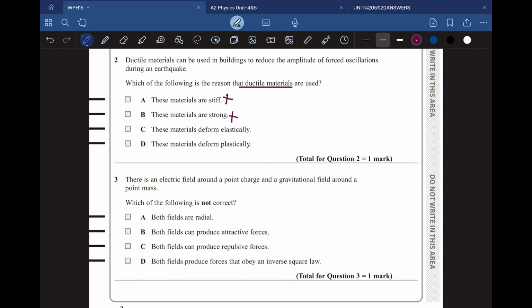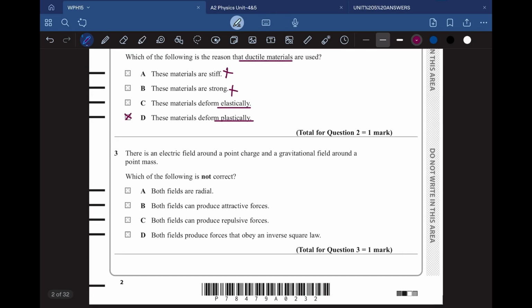And the C part says these materials deform elastically. If it has deformed elastically, then it would have given the energy back, because we know elastic deformation means it can return to its original position, right? So it will give off the energy that it has taken. But when something deforms plastically, it doesn't give off that energy again. It doesn't return that energy. That energy is completely absorbed. So our correct answer will be D.